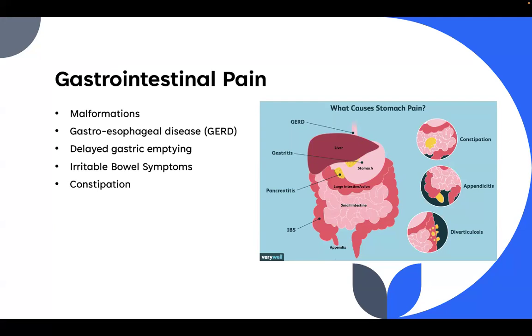So if we have someone who has this chronically, it can be painful and also lead to really serious complications like inflammation or other complications from recurrent GERD.